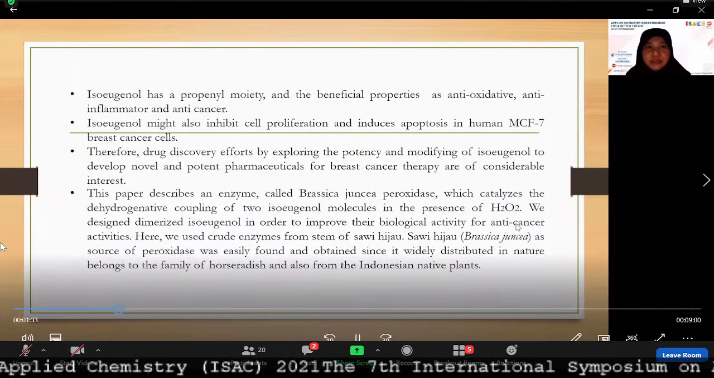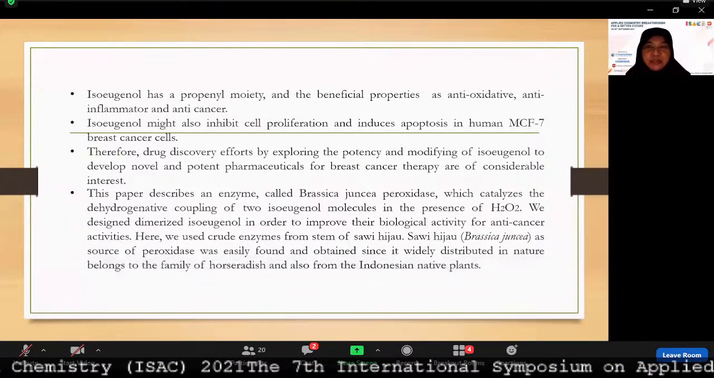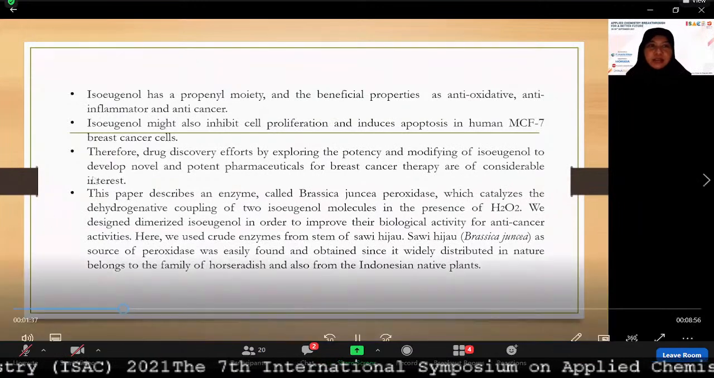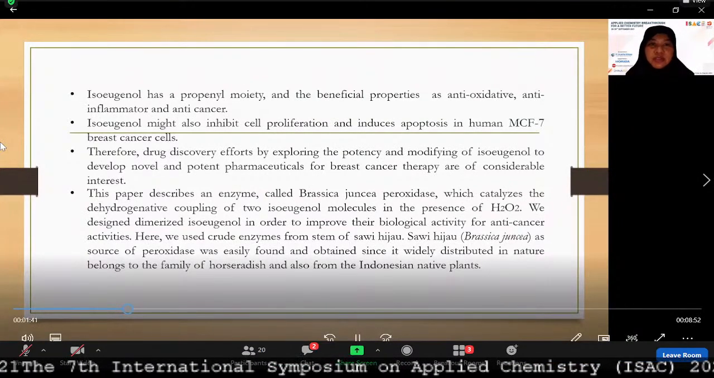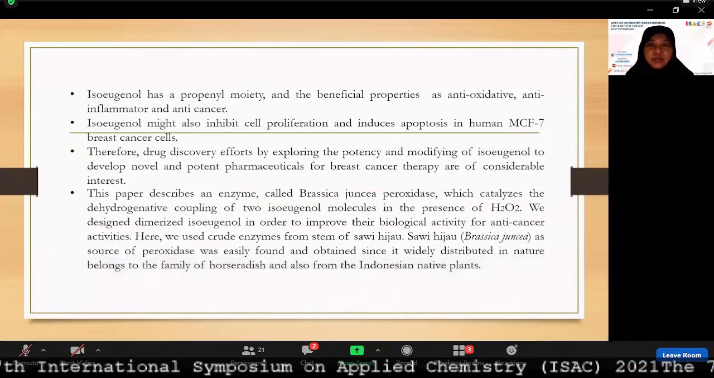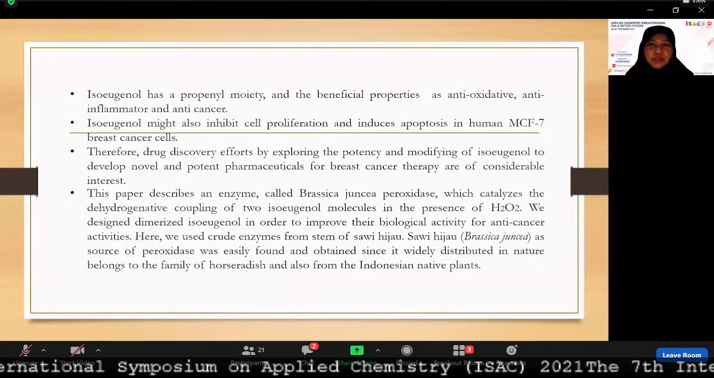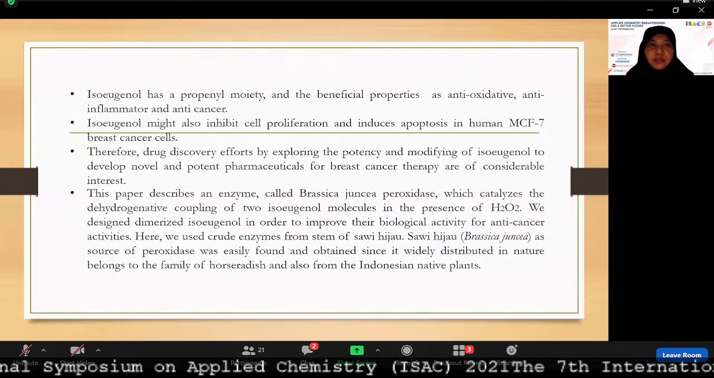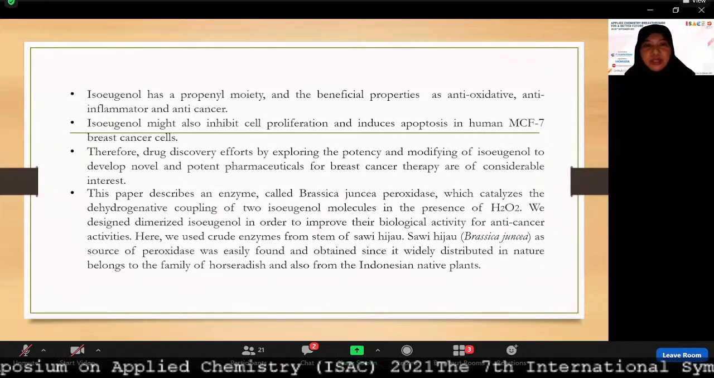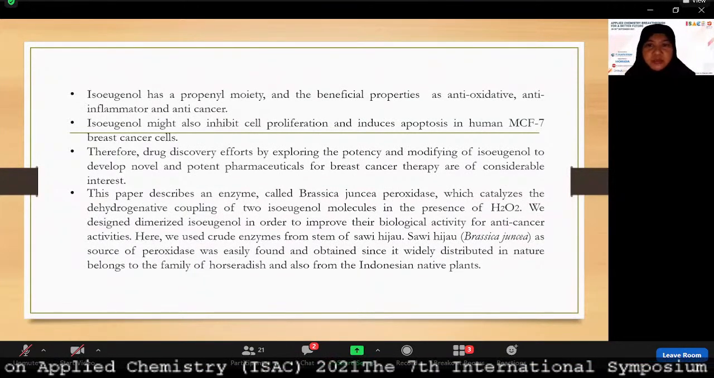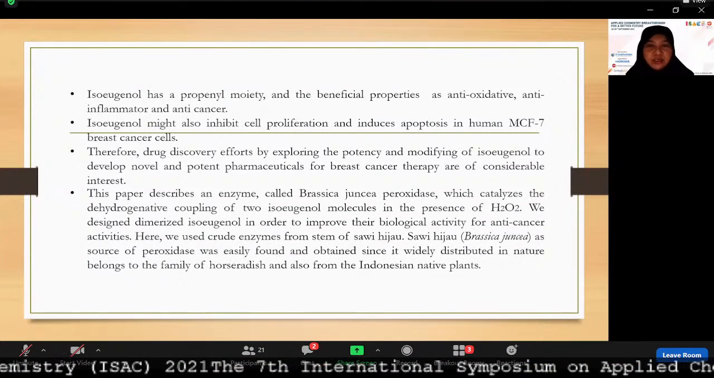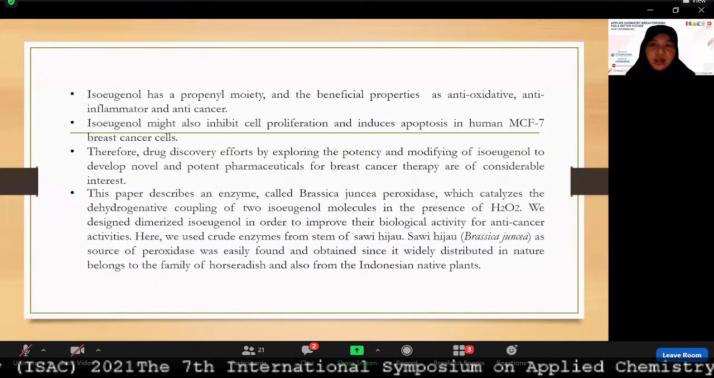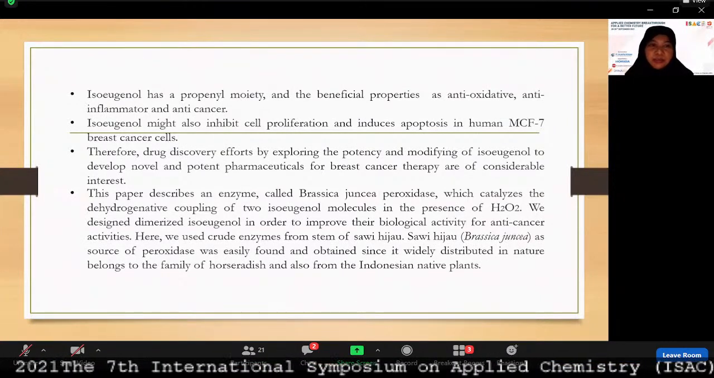Isoeugenol has proven immunity and beneficial properties as antioxidative, anti-inflammatory, and anti-cancer. Isoeugenol may also inhibit cell proliferation and induce apoptosis in human MCF7 breast cancer cells. Therefore, drug discovery efforts exploring the potency and modifying isoeugenol to develop novel and potent pharmaceuticals for breast cancer therapy are of considerable interest.